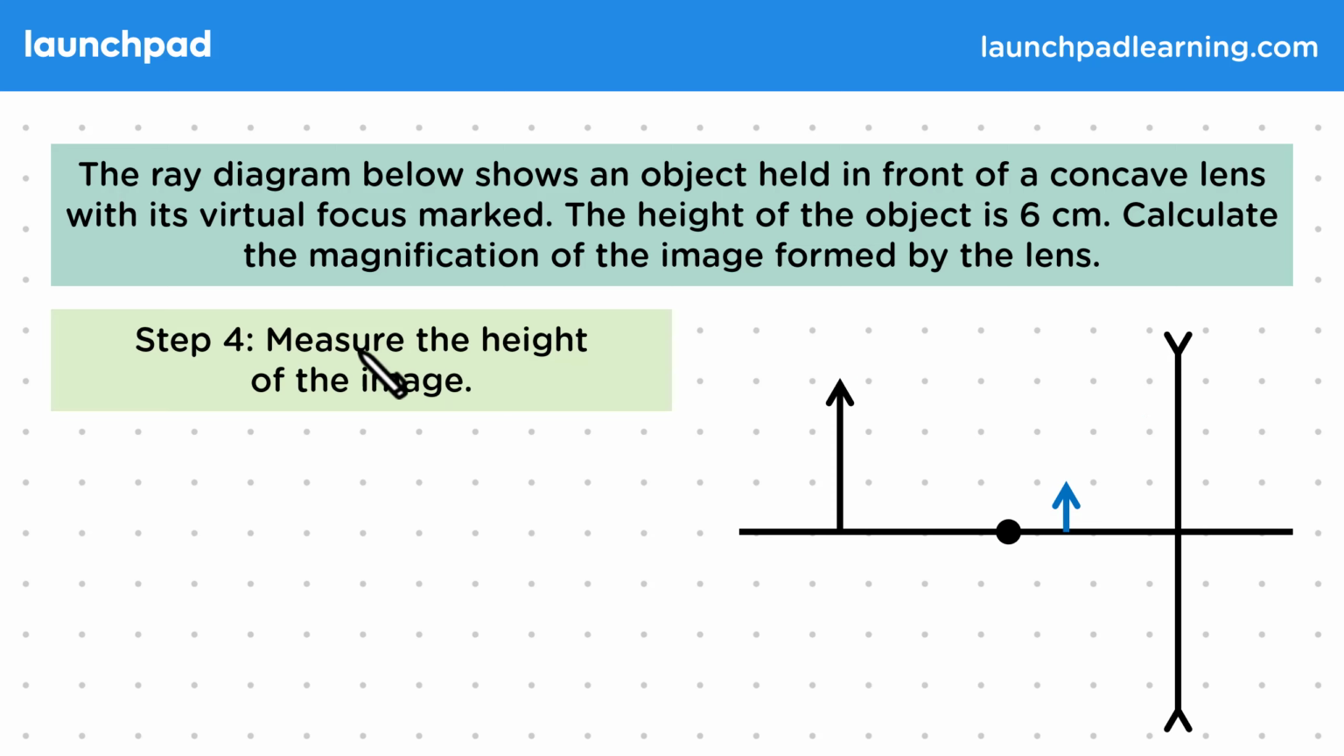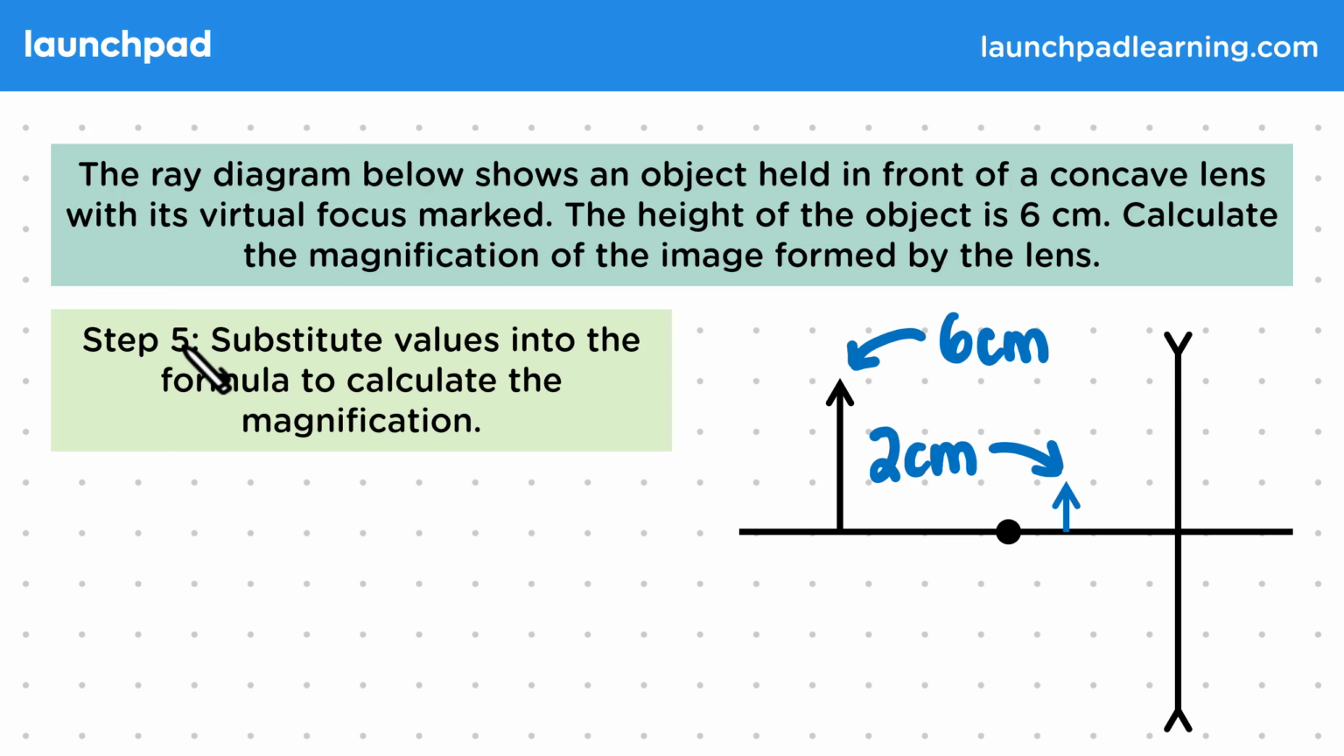In step 4, measure the height of the image. We're told in the question that the height of the object is 6 centimeters. Using a ruler, we can determine the scale for this diagram by measuring the actual height of this arrow, though in an exam, the scale might be given to you already. So using an appropriate scale, we can determine that this image has a height of 2 centimeters, and the object is 6 centimeters.